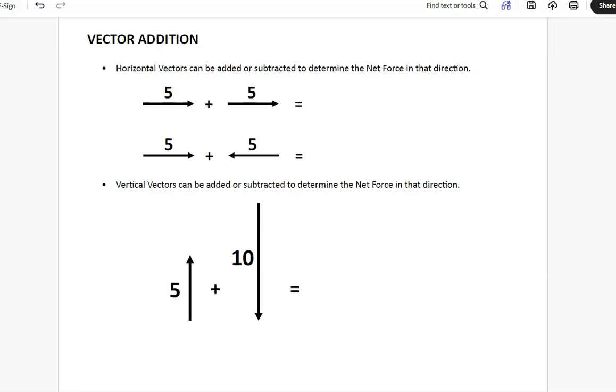We'll briefly mention some of those tools, but you're not responsible for them. Okay, so let's look at some simple examples of vector addition.